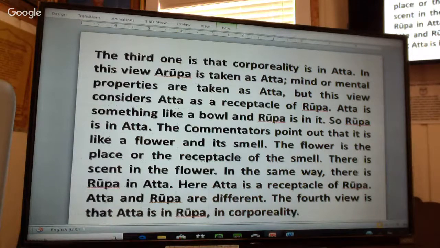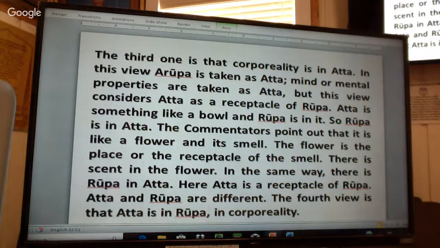So atta is something like a bowl, and then rupa is inside of the bowl. Rupa is a kind of material inside the bowl. So atta is the bowl, and something inside the bowl is rupa. That kind of wrong view is they're thinking like this: rupa, material, our eye or ear, is inside of the soul. They believe like this. So that kind of view is rupa is in the atta.